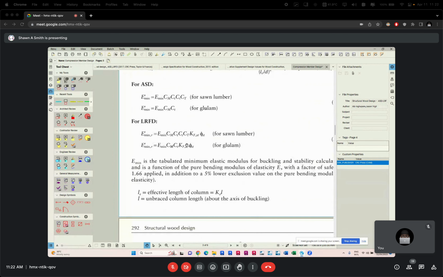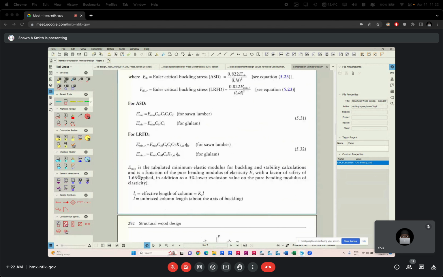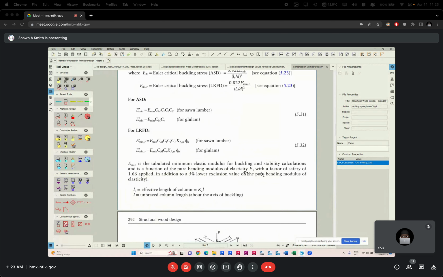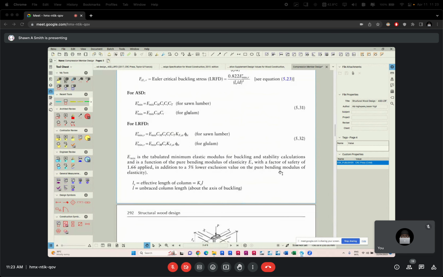All right, it says here, E min is the tabulated minimum elastic modulus for buckling and stability calculation and is a function of the pure bending modulus of elasticity, E, to which a factor of safety of 1.6 is applied, in addition to a 5% lower exclusion value on the pure bending modulus.